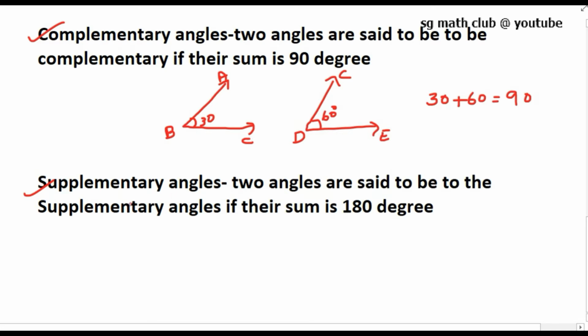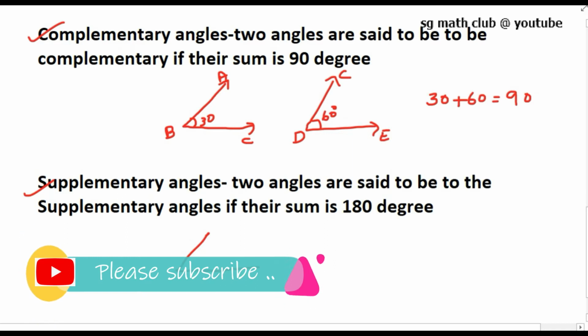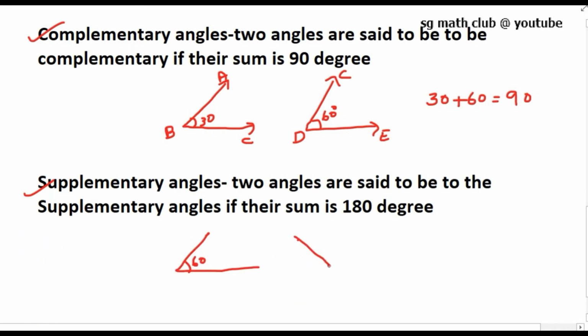In the same way, two angles are said to be supplementary if their sum is 180 degrees. For example, an angle whose measure is 60 degrees and an angle whose measure is 120 degrees: 60 plus 120 is 180 degrees. So these two angles are supplementary angles.